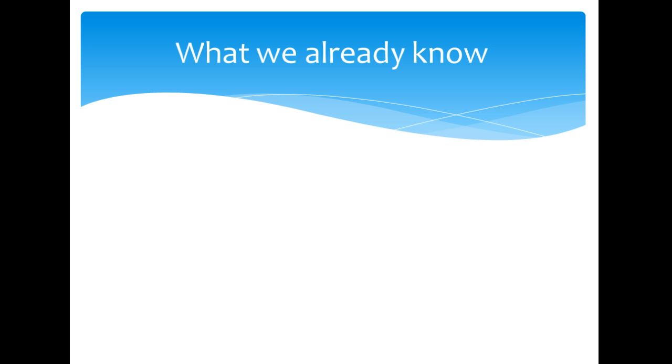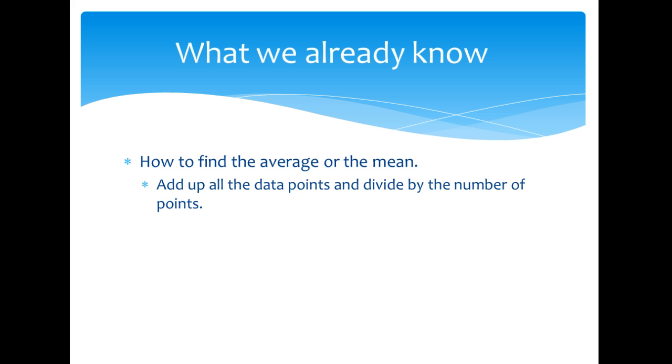What we already know that we're going to use today, the first thing is how to find the average or the mean. We've already talked about the three central tendencies, and one of those is the mean. So if you remember, you calculate that by adding up all of your data points and dividing by the number of those points.